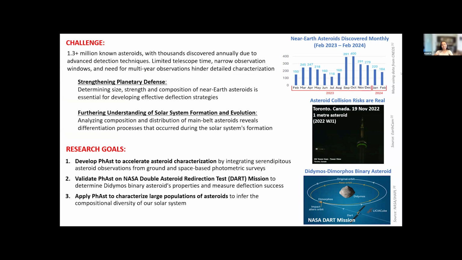So, my project had 3 goals. First, develop PhAst algorithms to accelerate asteroid characterization by combining observations from ground and space-based telescopes. Second, validate these algorithms by measuring the physical properties of the Didymos binary asteroid and measure the success of NASA's DART mission deflection. Finally, apply PhAst to characterize large asteroid populations.